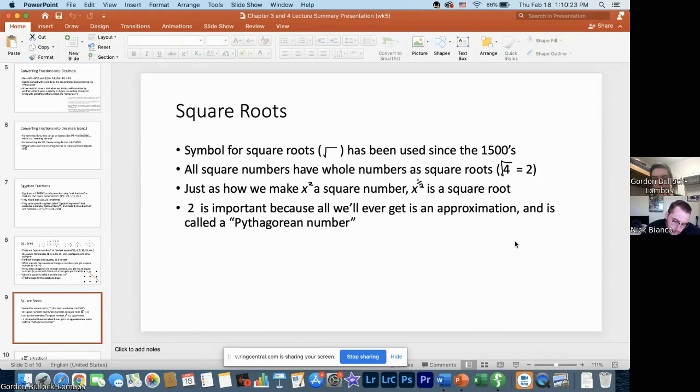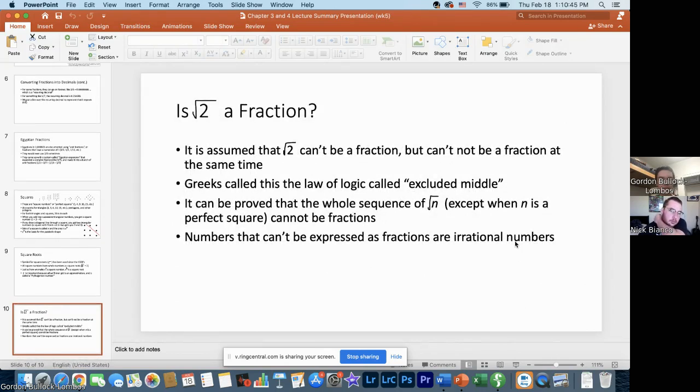And just like how x squared is a square number, you're halving that, so it's x to the 1 over 2, which is a square root. And I forgot to do the square root symbol. But yeah, square root of 2 is important because all we'll ever get is an approximation, and it's called a Pythagorean number. And then it goes into, are square roots a fraction? I kind of just generalized it into, is square root of 2 a fraction?